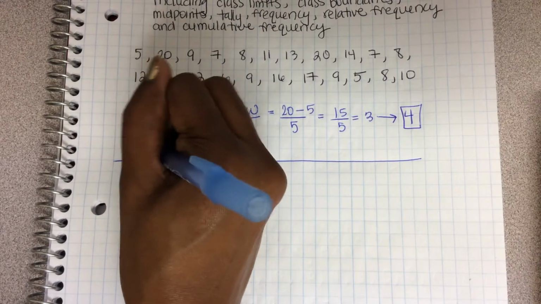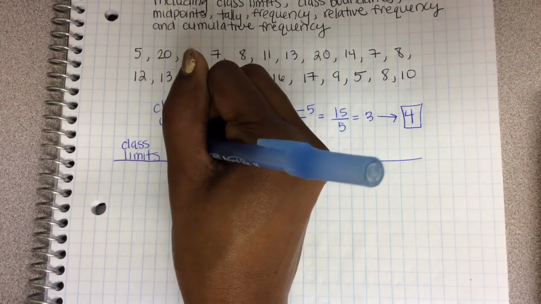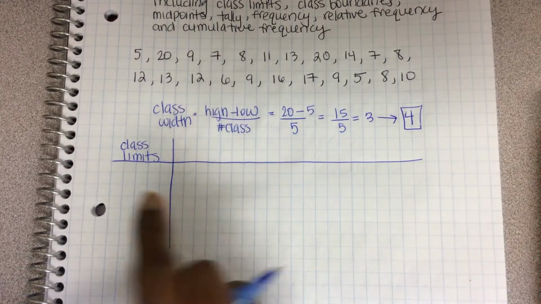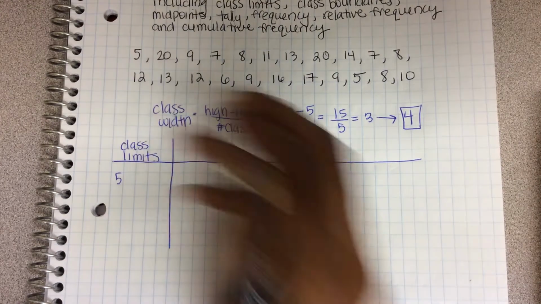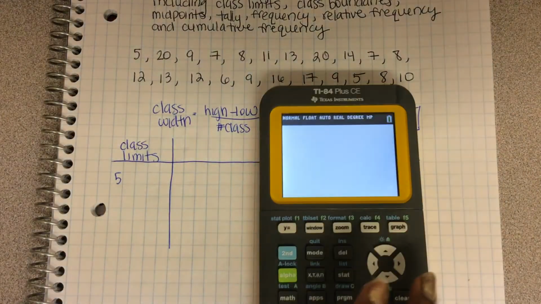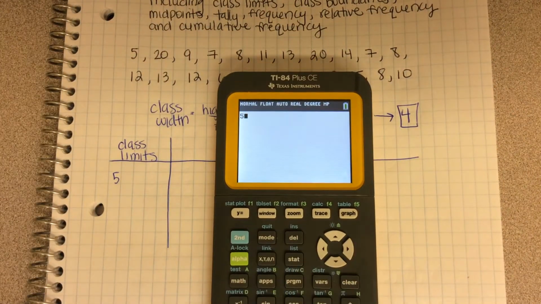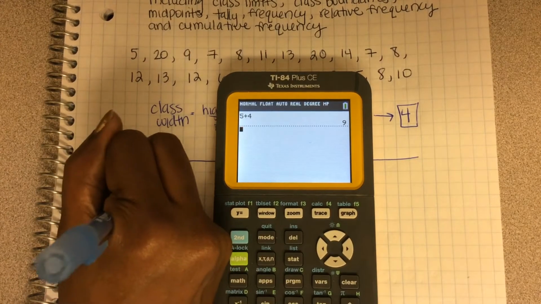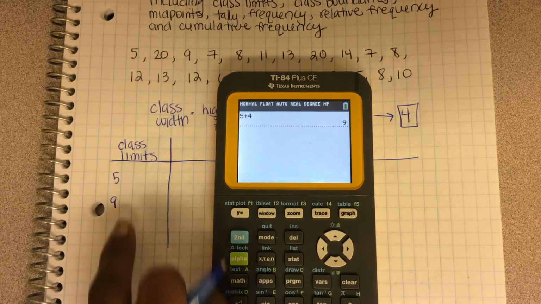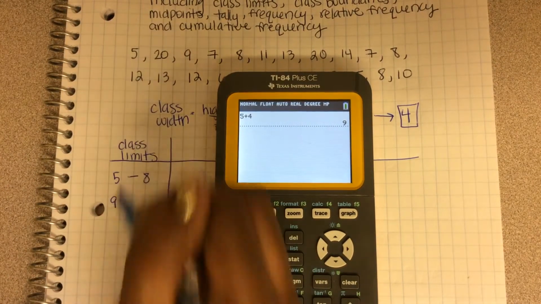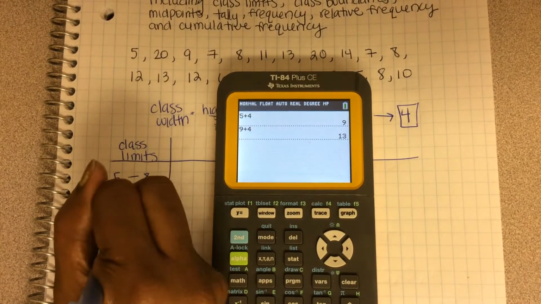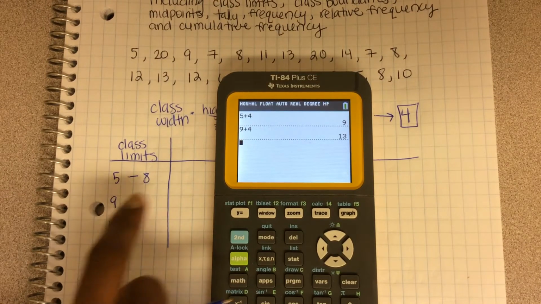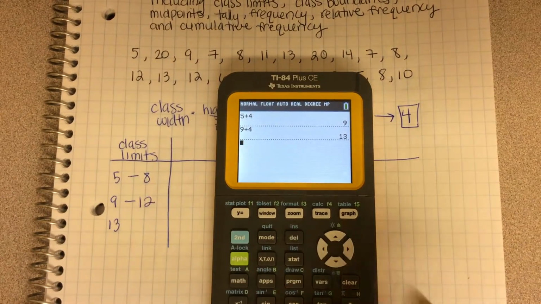This is going to be class limits. So remember, this is the part that changes up a little bit as well. So I start with my lowest value, which in this case is 5. Now my class width is 4. So I'm going to do 5 plus 4, which is 9. That's going to be the beginning of my next class. 1 less than 9 is 8. 9 plus 4 is 13, the beginning of my next class. 1 less than that means that this one ends at 12.